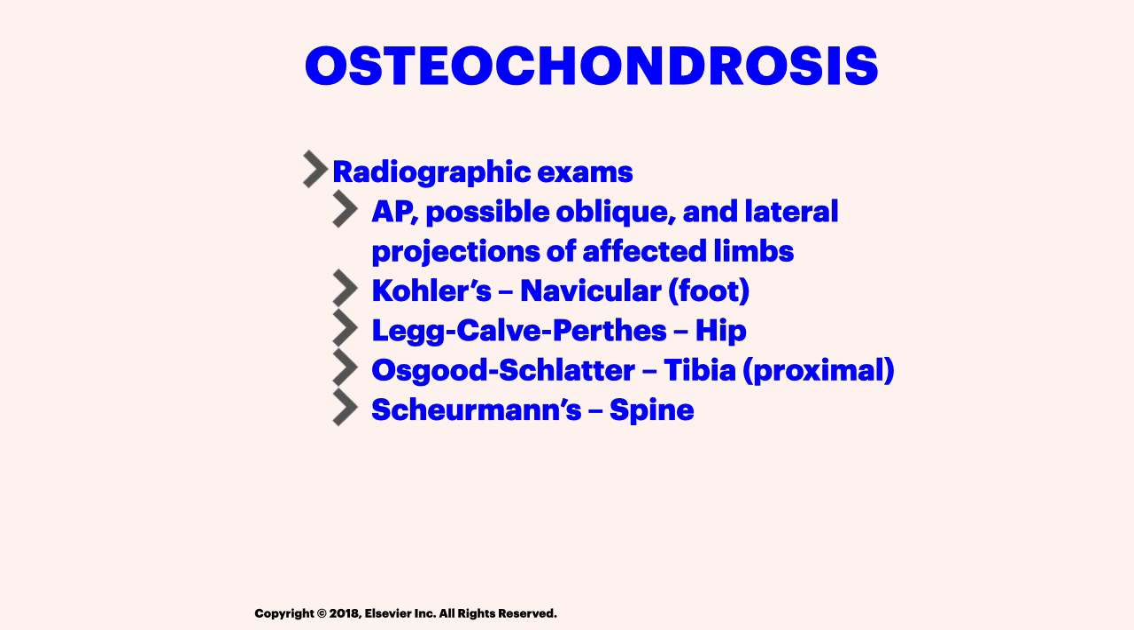Radiographic exams for osteochondrosis: AP and possible oblique, and lateral projections of affected limbs. For the Kohler's, it would be the navicular on the foot. For Legg-Calve-Perthes, it would be the hip. Osgood-Schlatter would be the proximal tibia. And for Scheuermann's, it would be the spine.